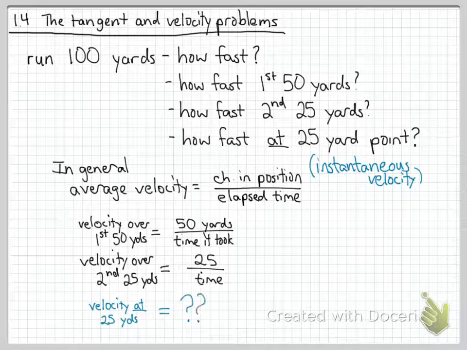But that fails if I want to know my speed or velocity at a particular point, because there's no elapsed time, there's no elapsed distance, there's no from this point to this point, it's just right here. So I'd be getting something like 0 over 0. I didn't move at all because it's at just one point, and it didn't take any time because it's at just one point in time. And 0 over 0 doesn't make any sense, so we have to do something else.